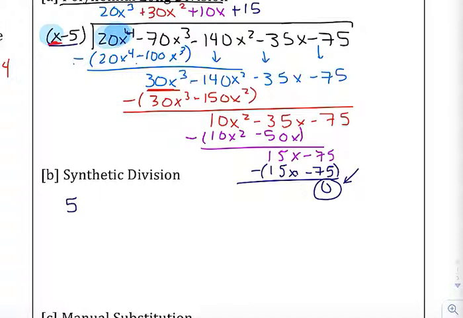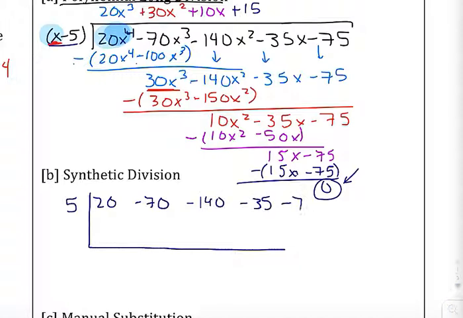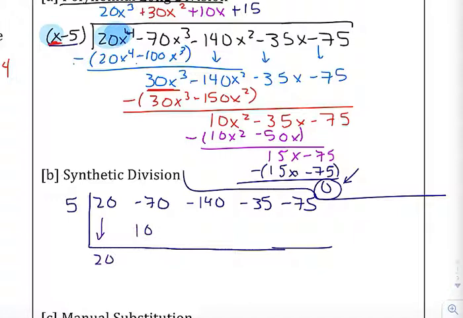And then we'll set that up to divide along the coefficients. The coefficient of the leading term is 20, then we have negative 70, negative 140, negative 35, negative 75. Let's cut off the top problem here. Okay. And if you recall the rhythm of synthetic division, we're first going to bring down our first number, giving us something to start with. 5 times 20 is, of course, 100. Combine the lines, we end up with 30.